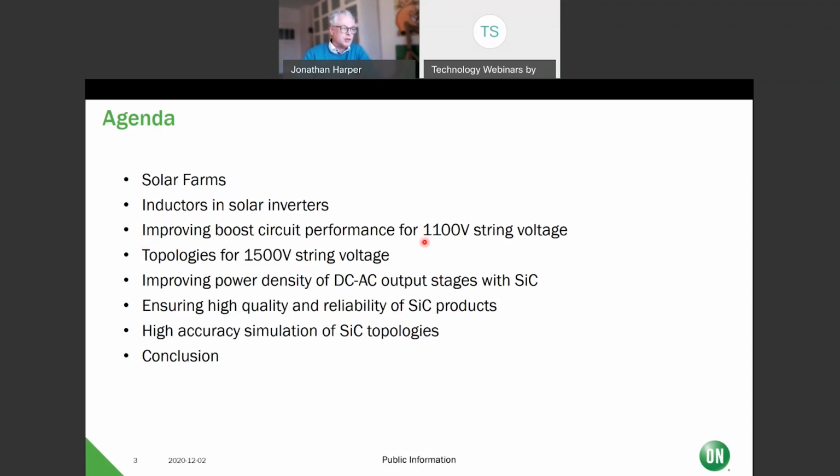As we'll see, there's two different string voltages. So how do we improve the boost circuit performance for 1100 volt string voltage with SiC? The topologies for 1500 volt string voltage and how SiC helps in some of these areas. Then there's the DC AC output stages, how SiC can help that. Then we talk about how we ensure high quality and reliability of our SiC products by testing them. It's not exactly the same as silicon, so we have to do extra tests for that. Finally, we talk about high accuracy simulation of SiC topologies. Then we come to the conclusion, what we find out about SiC.